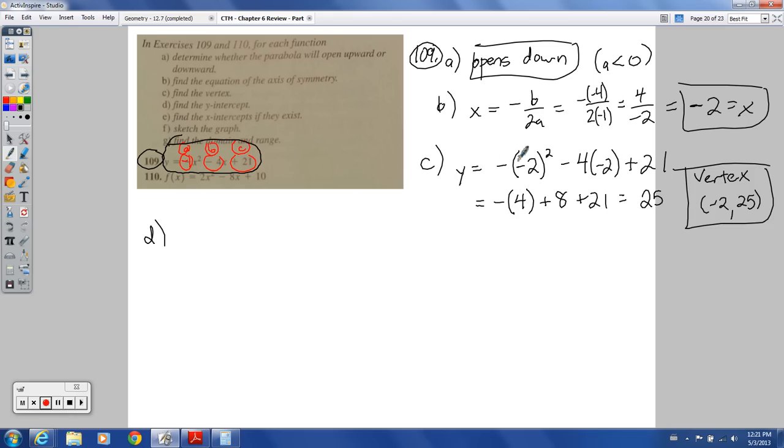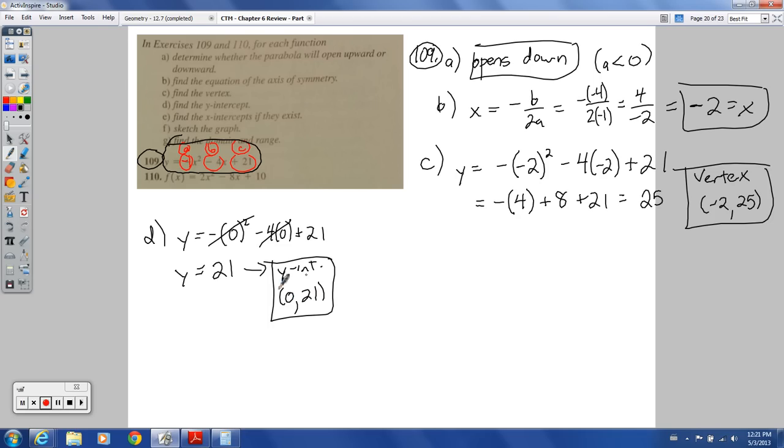Part D, you find the y-intercept. That's where x equals 0. So if we plug in 0 for x, we'd have 0 squared, times 0 plus 21. This would cancel, this would cancel. That one's pretty straightforward. You have y equals 21, so that means the y-intercept is at the x value 0, the y value is 21.